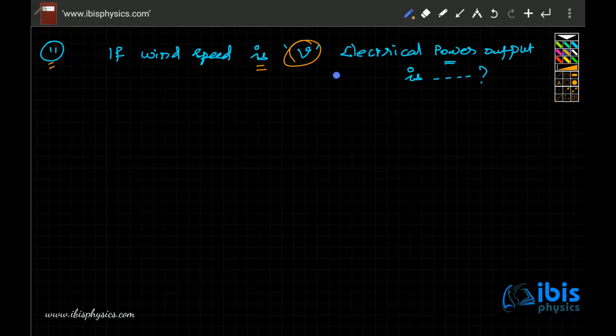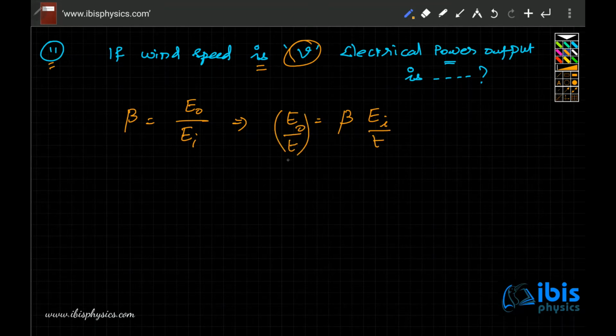In the problem, it is given that a fraction of wind energy is converted into electrical energy. Then the fraction is equal to output energy by input energy, and the energy output is equal to the fraction converted times energy input. And by time, energy output by time is called power output, equal to beta times power input. So the output power is electrical power.